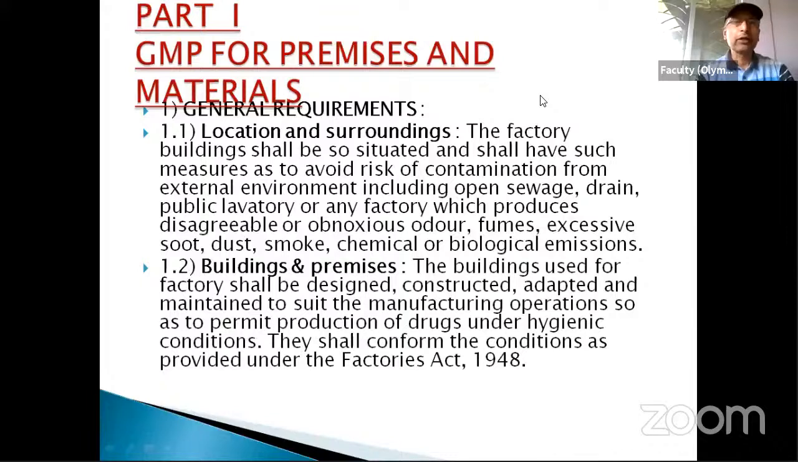Now, what are the general requirements? General requirements, first you have to see what should be the location and surroundings of a drug manufacturing unit. The factory buildings where pharmaceutical products are being manufactured shall be so situated.